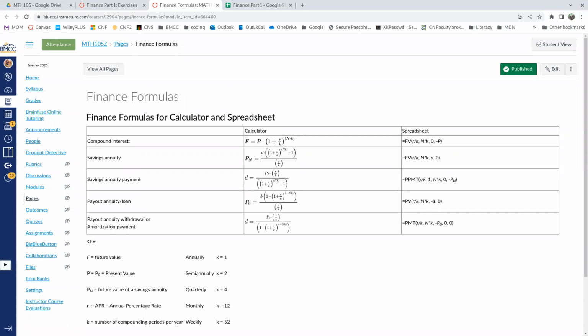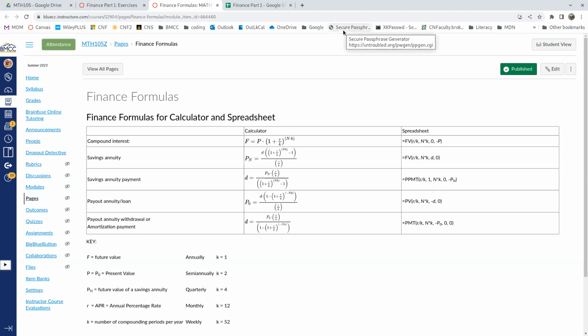So let's take a look at what formula we might need to use for this. It's a payout annuity, and the bottom two rows deal with that. One of them calculates P0, the present value. The other calculates the monthly or periodic withdrawal. So I know what the withdrawal is. I want to know what to start with. So that would be this second formula from the bottom. And I'm going to use the spreadsheet version here, PV, for the present value of this annuity.